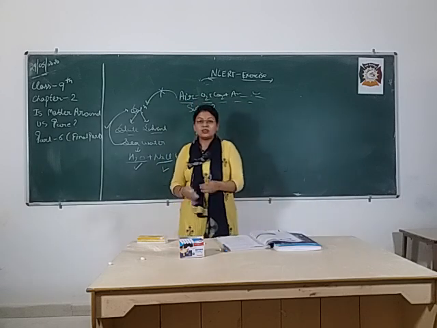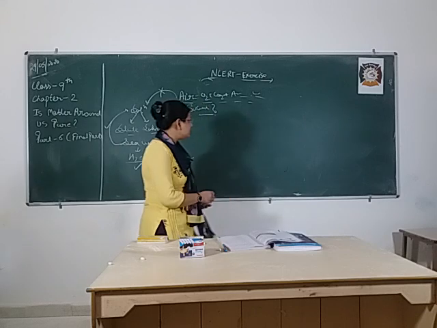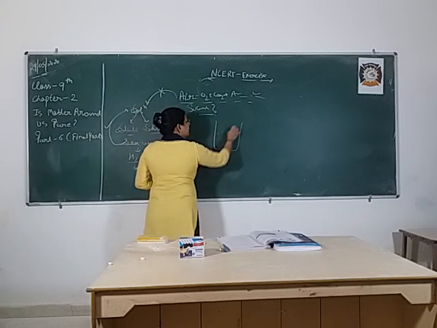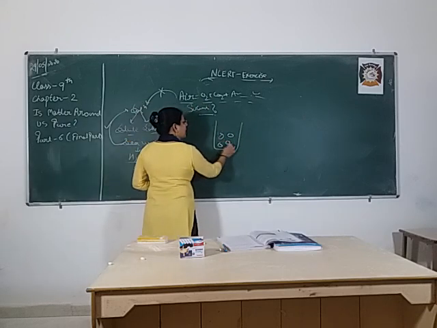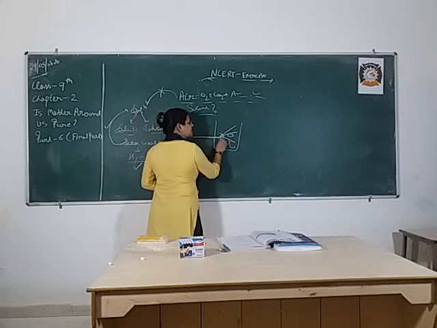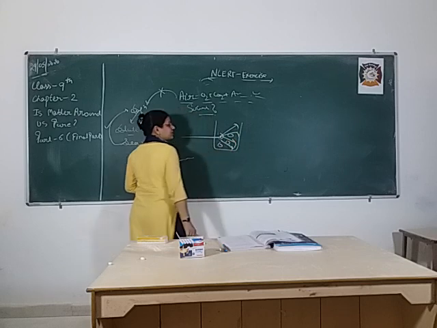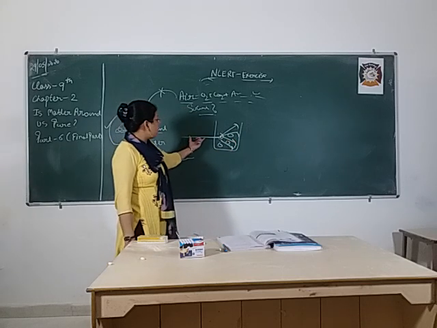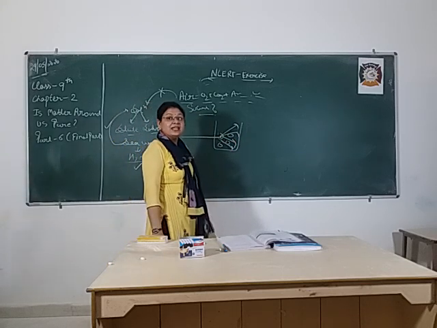Next is about the Tyndall effect. Tyndall effect means, beta, what? When the particles are large enough that when a light ray comes, it is going to scatter this light ray in different directions. That means scattering of light by the particles is the Tyndall effect.